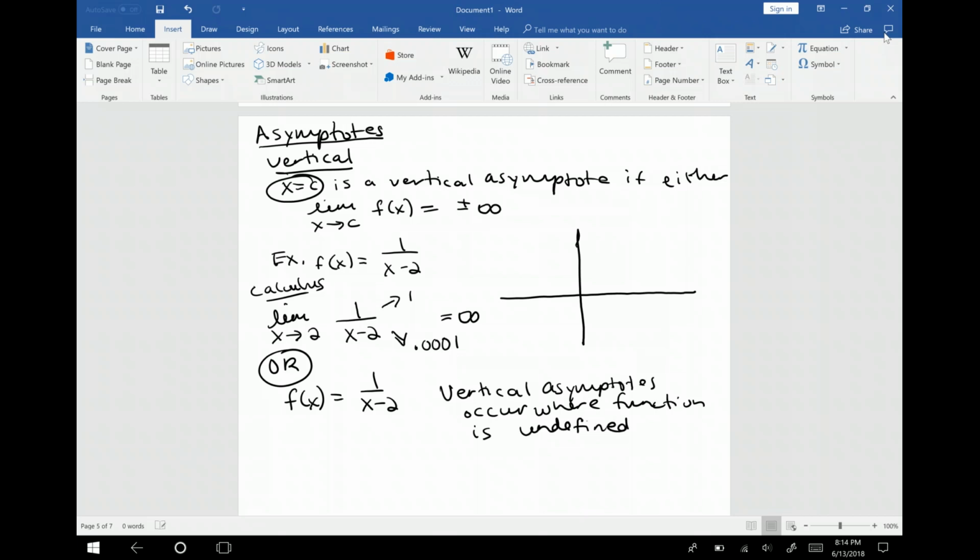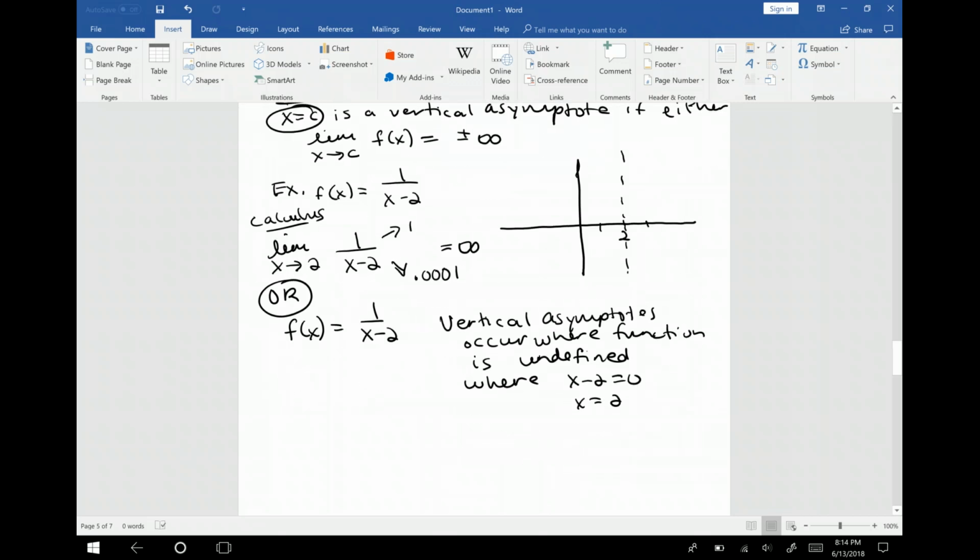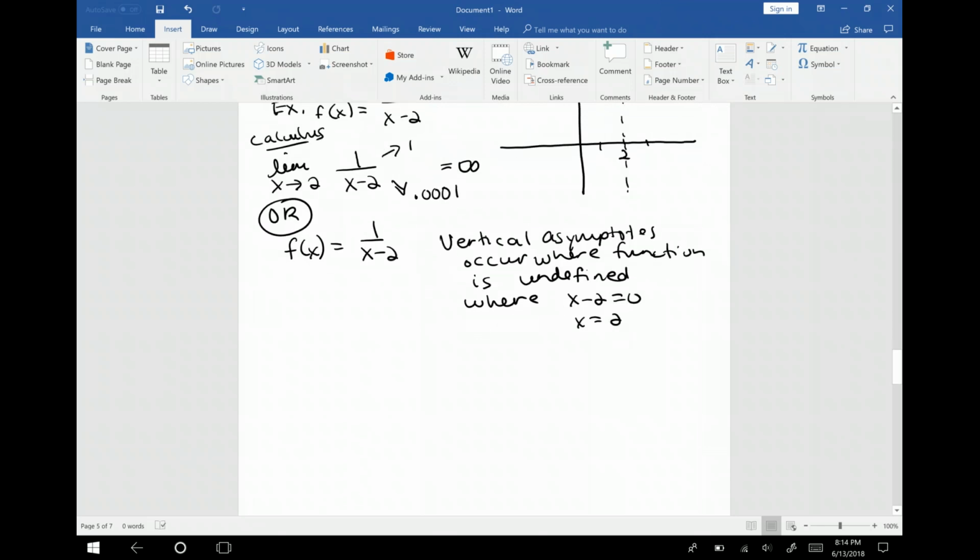So they occur where x minus 2 is equal to 0. So we know that x is equal to 2. We can just look at that and see that there's going to be a vertical asymptote at 2 for this function. You should have done that in college algebra or pre-calc, finding those vertical asymptotes. All right, then if we want to find the horizontal asymptotes, there's a calculus way, and this is our college algebra way.